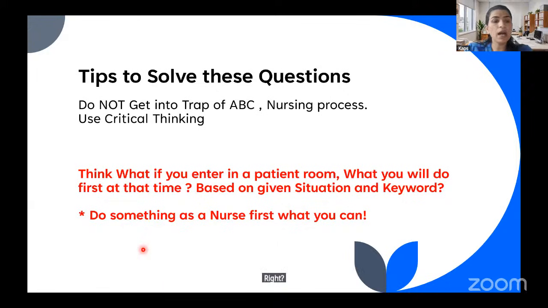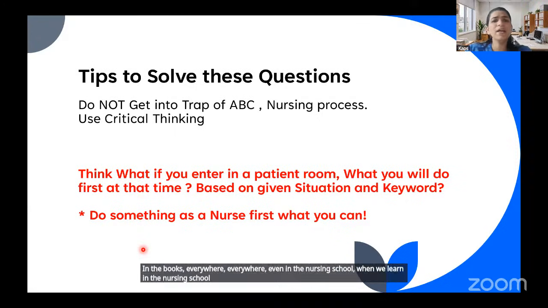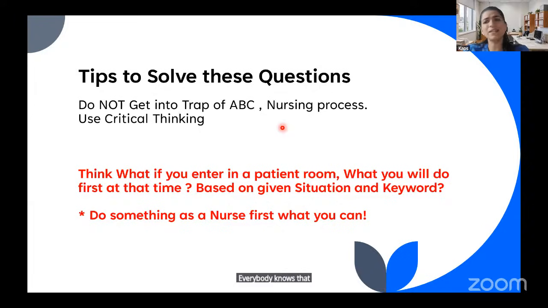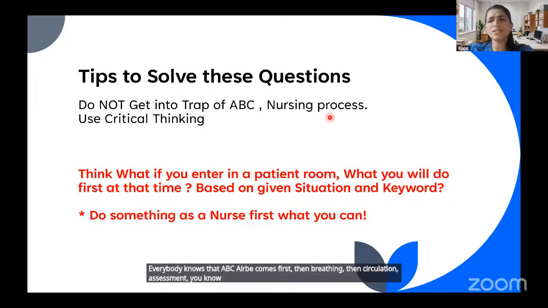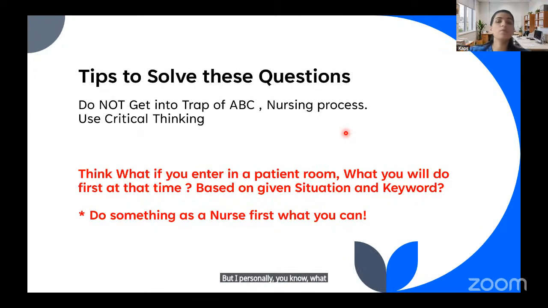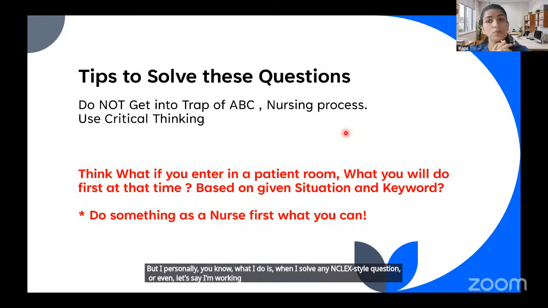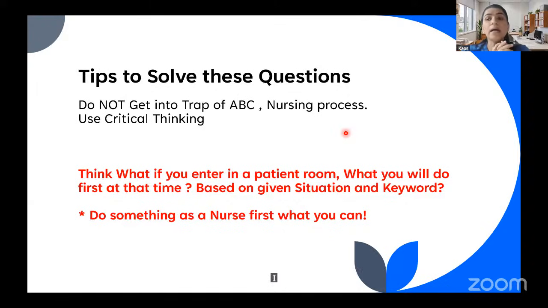Why? Because everywhere on the internet, in the books, even in nursing school, when we learn, everybody knows that ABC, airway comes first, then breathing, then circulation, assessment. You always do nursing assessment before intervention, like the nursing process. But what I do when I solve any NCLEX style question, or when I'm working on the floor, is I never blindly follow ABC or blindly follow the nursing process.